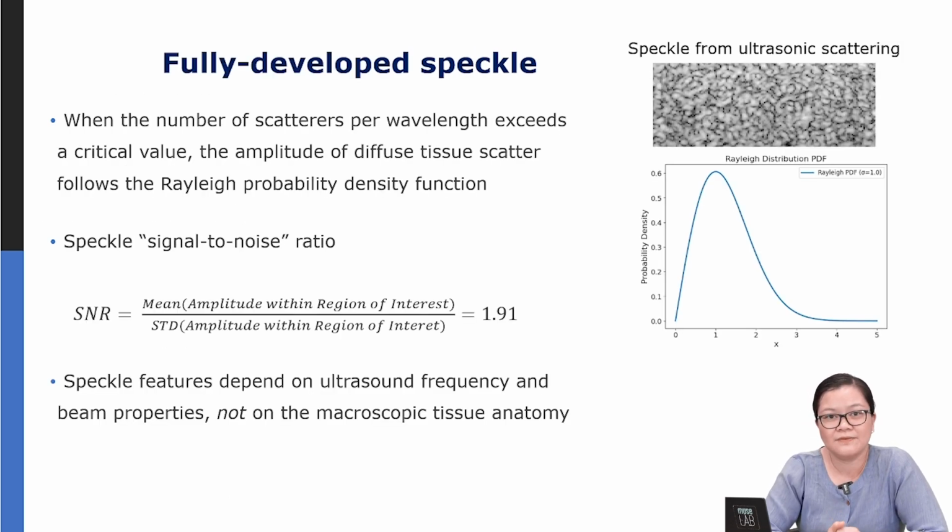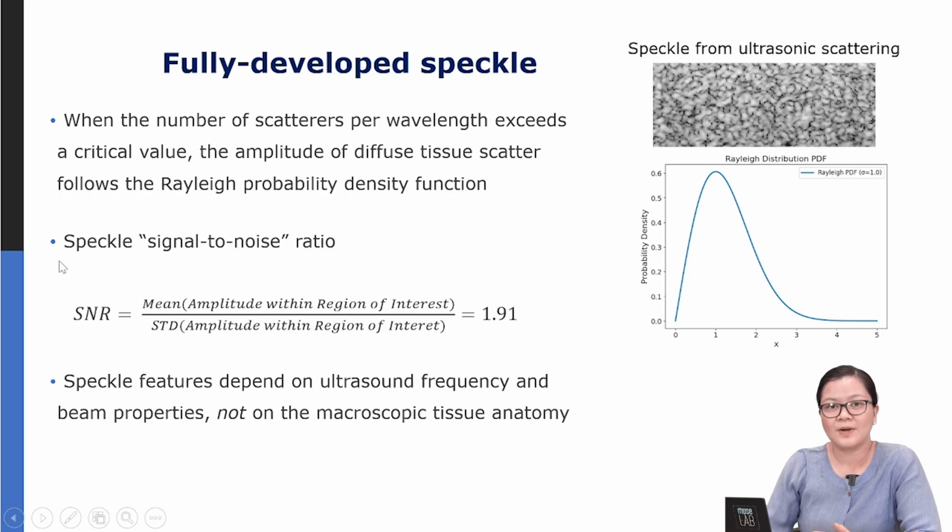Let's talk about fully developed speckle. When the number of scatterers inside the resolution cell exceeds a critical value, the speckle pattern will turn into what's called a fully developed speckle. In this case, the amplitude of this tissue scatter will follow a Rayleigh probability density function. And this density function looks like this on the right.